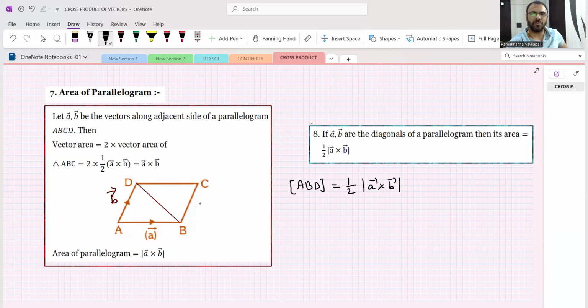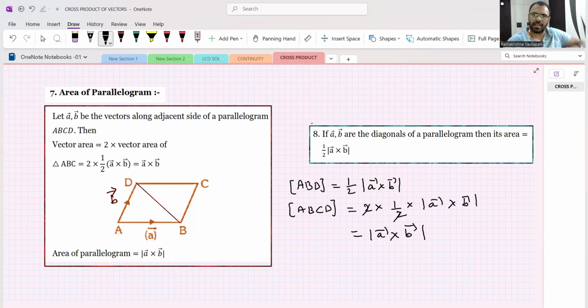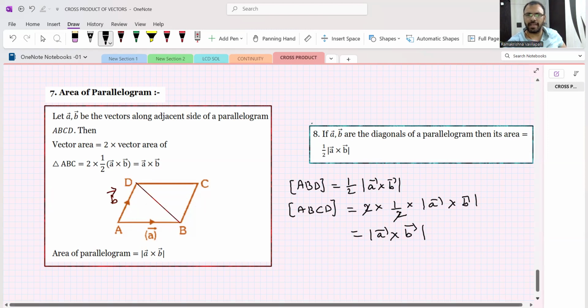Done. So therefore, area of parallelogram ABCD is equal to twice this area, into modulus of A cross B. So 2 cancel. Therefore, this is equal to modulus of A bar cross B bar. So what is the area of parallelogram whose adjacent sides are along A bar and B bar? It is simply modulus of A bar cross B bar. It is a very excellent formula for the area of a parallelogram whose adjacent sides are given.